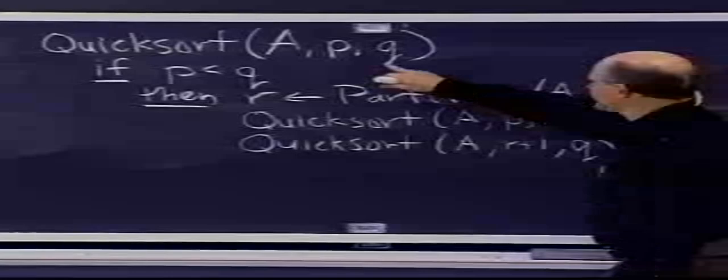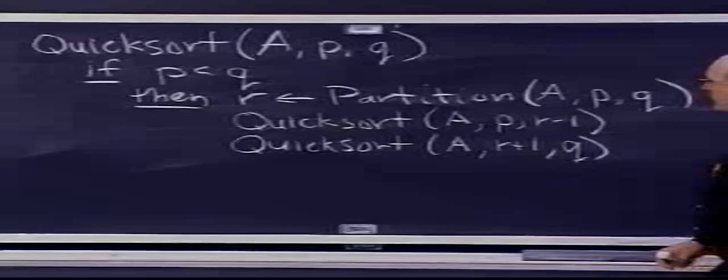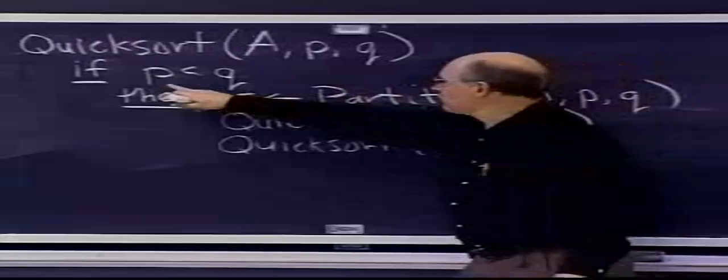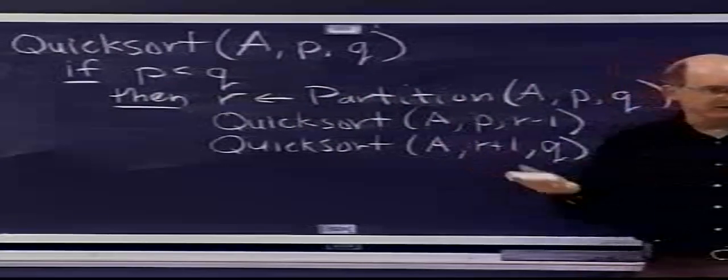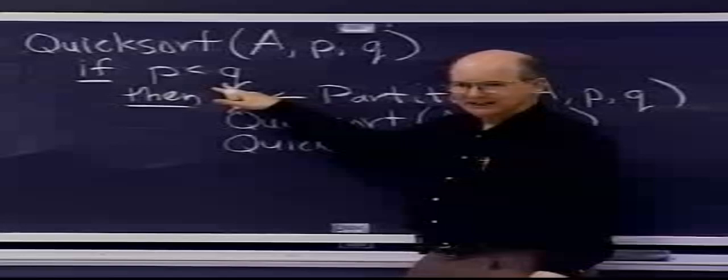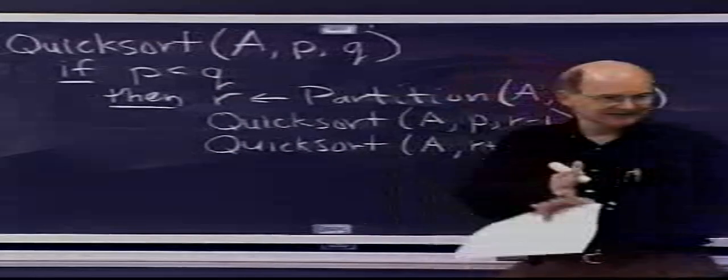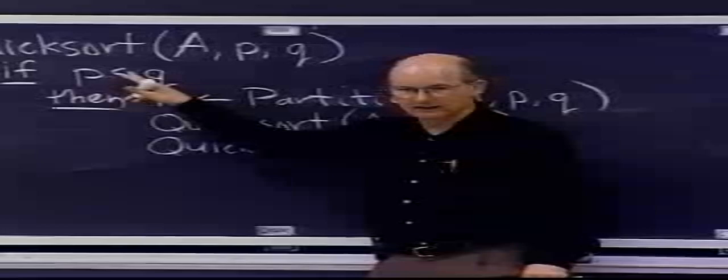So if we're quick sorting a subarray A from P to Q, okay, we look to see whether the subarray has more than one element in it. Because if it's only got one element, there's nothing to do. So the termination condition of this code is you do this check. And if P equals Q, or it's a 0-element subarray, in which case Q would be less than P, okay, nothing to be done.